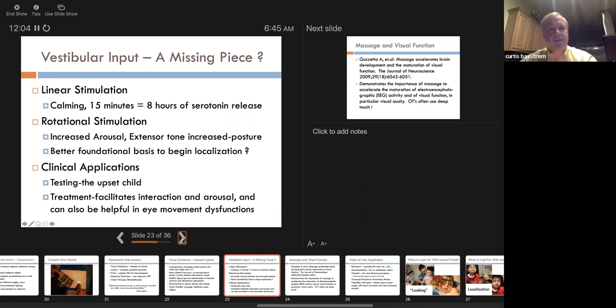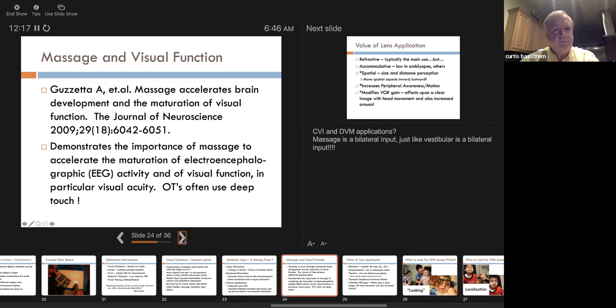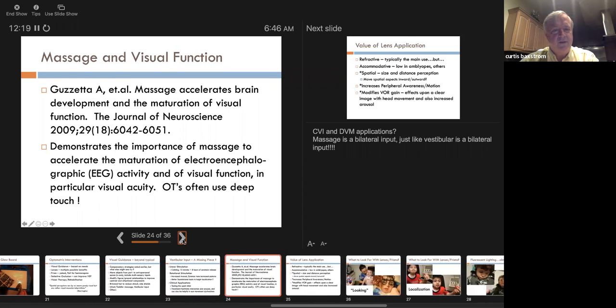Linear stimulation can be calming. Rotational stimulation is more stimulating. So very commonly, if we have an upset child, we'll do linear stimulation vestibularly, or if they're not paying attention, often add rotational input. So massage, just to leave you a reference here, talking about massage and its importance on visual maturation, but also overall motor development of the child too.